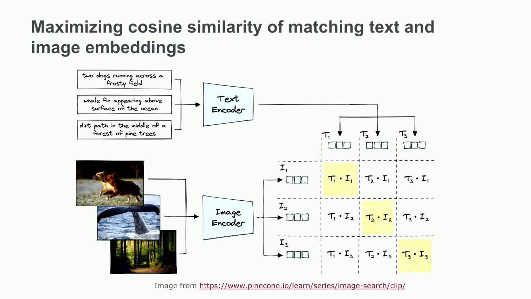So here we have a batch of images and their corresponding text embeddings. CLIP is going to maximize the cosine similarity between embeddings of matching text and image pairs. Consider this matrix, the text embeddings T1, T2, and the image embeddings I1, I2, I3. The elements in the diagonal represent matching text and image pairs, and these are going to have very high cosine similarity. The non-matching pairs are pushed to have low similarity.